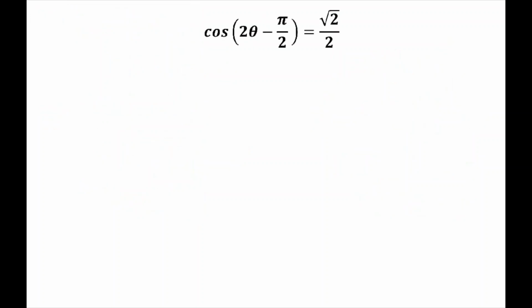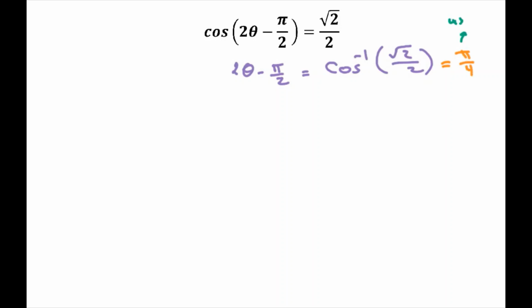Now what about this question here? Well, again, we will take cosine inverse for both sides, and that's going to be 2 theta minus pi over 2 equal cosine inverse square root of 2 over 2. Now we can do this in the calculator, and that's going to give us pi over 4. This is 45 degree angle, and it is in a quadrant 1. Now we need to ask ourselves when cosine is positive. Well, cosine is positive in quadrant 1 and 4.